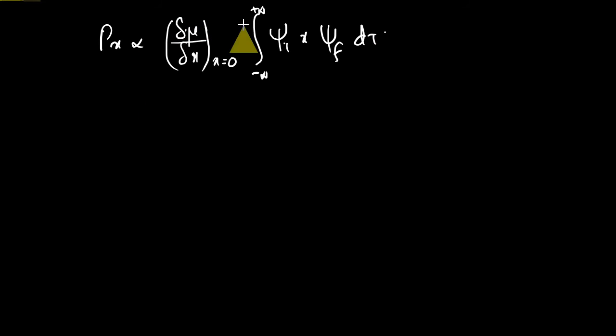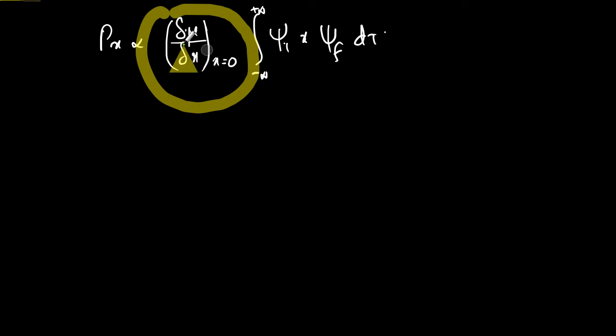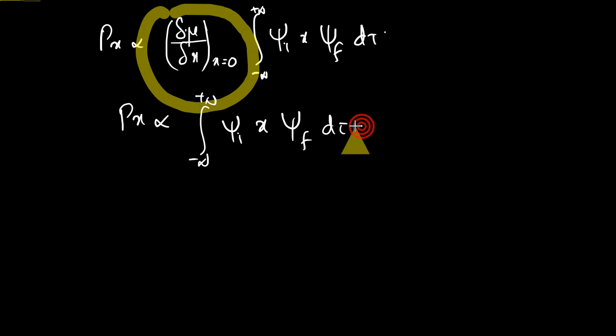And now you know that this is a constant. So when we have the proportionality sign, we don't need to keep the constant here. Even if we remove the constant, the proportionality sign will remain, so we can simply avoid this constant. I can write Px is proportional to integral minus infinity to plus infinity psi_i x psi_f d tau.